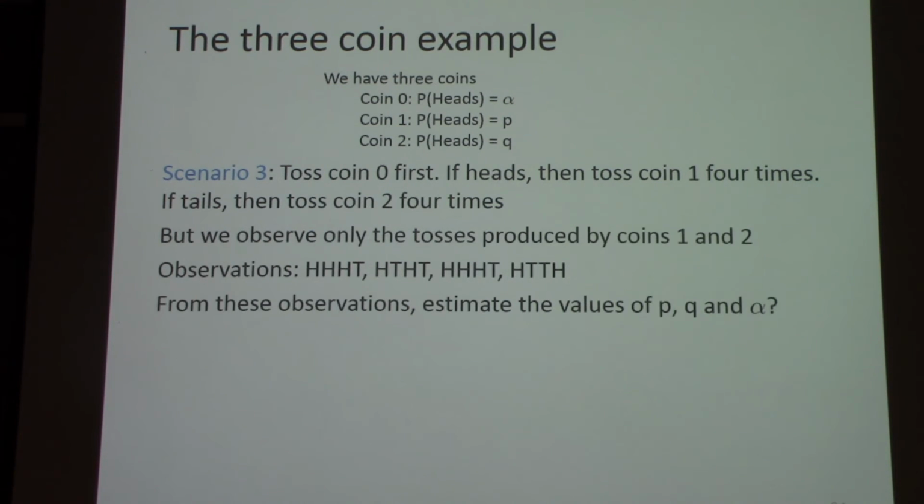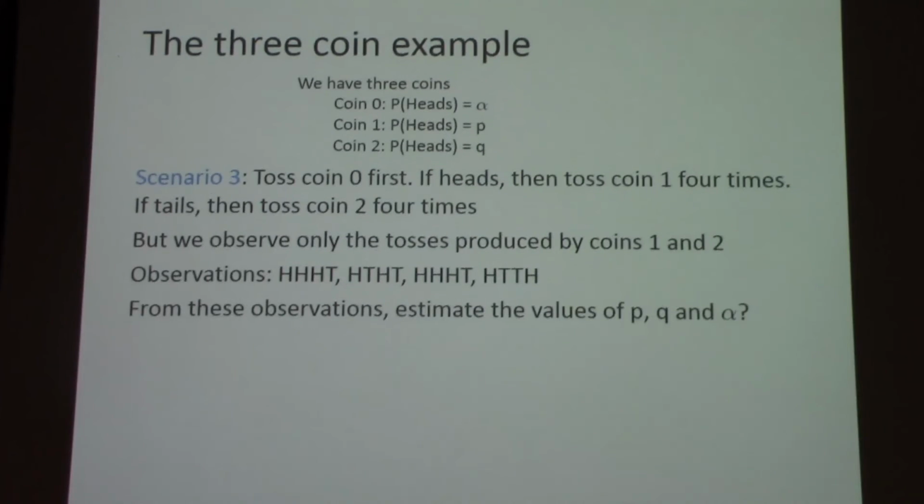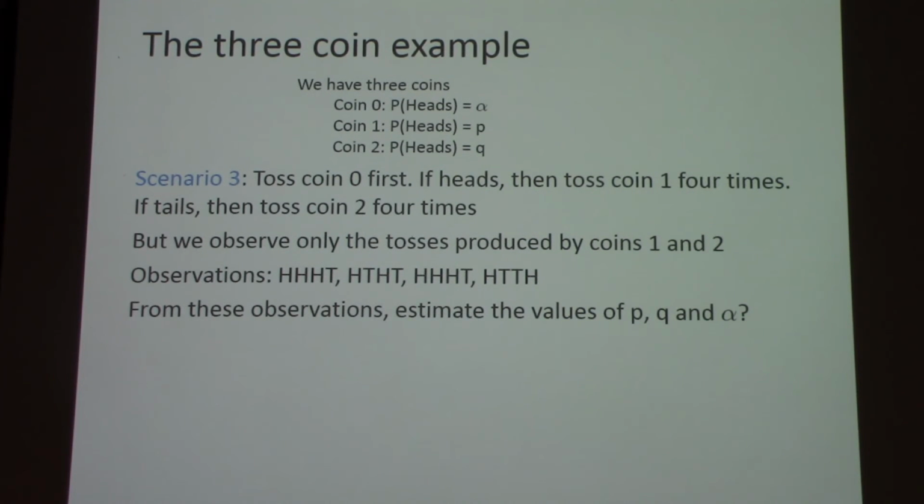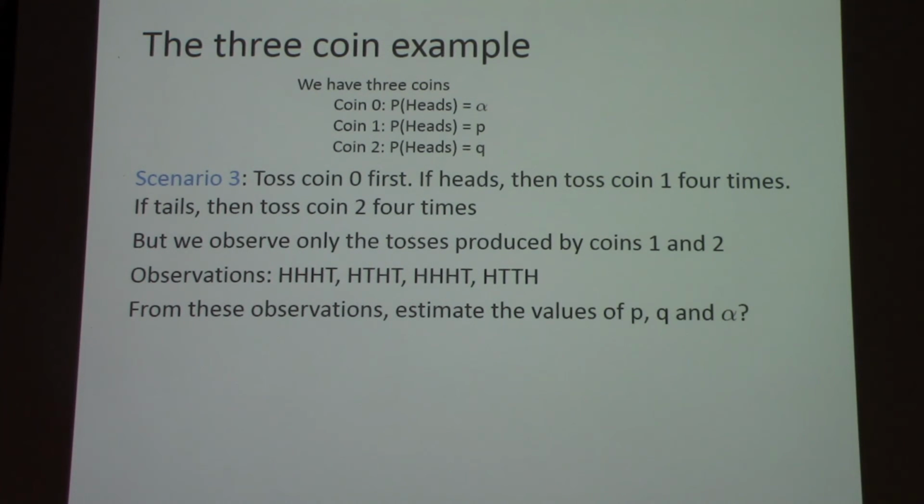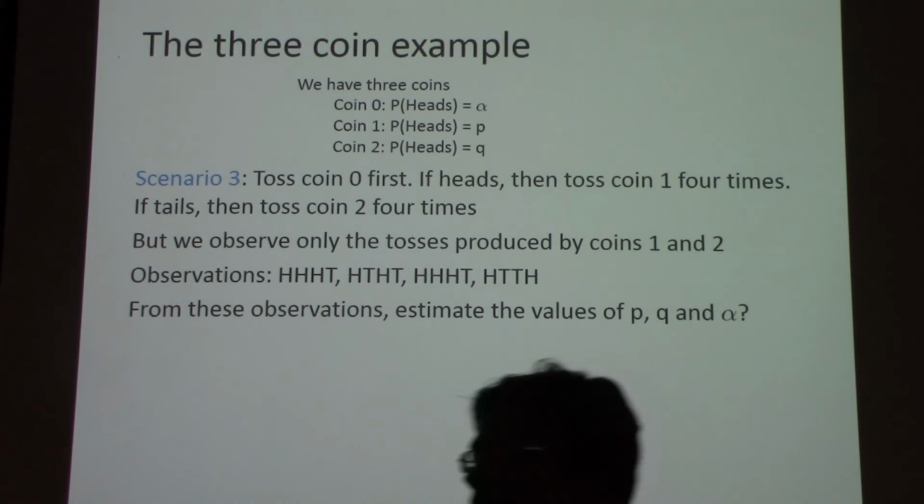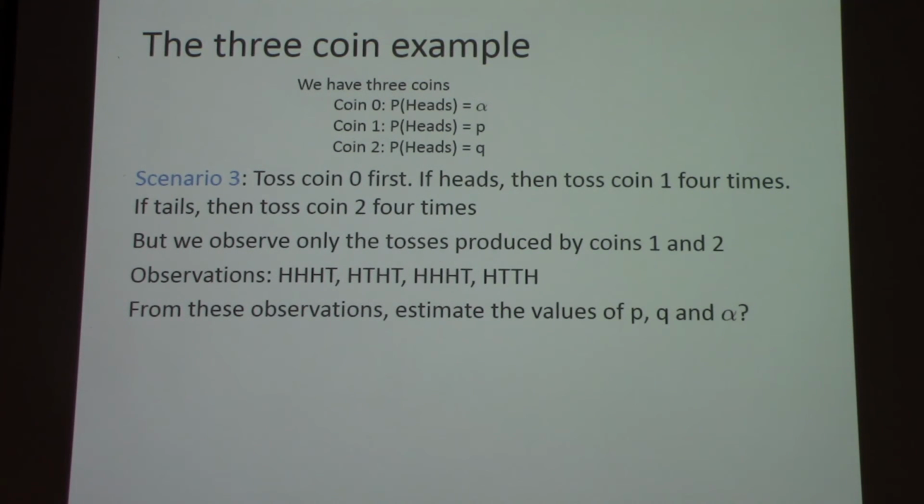Let's get to unlabeled data. Say I toss coin 0 first, the same thing as before. Then if it's heads, I toss coin 1. If it's tails, I toss coin 2. And then I don't tell you, I just show you the value of the tosses produced by coin 1 or 2. I don't tell you which coin produced them. I don't tell you the value of the first toss. Okay?